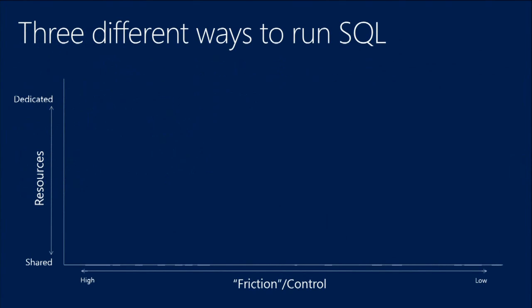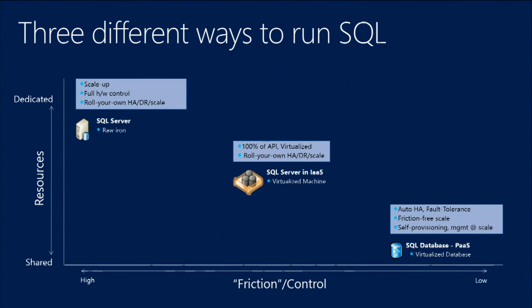So you could argue we have three products, or three ways to run SQL, and they are fundamentally different, right? On this scale, we have resources, so I/O, CPU, and whatnot, from shared across many tenants or many databases to dedicated resources. And the other pivot here is friction, meaning how much work do you have to do to get your thing up and running, or do configuration changes and whatnot, as well as how much control you get.